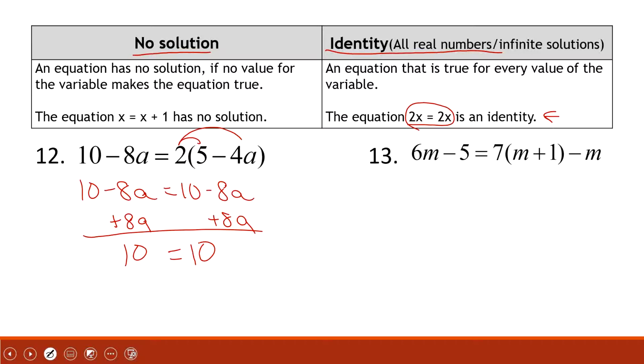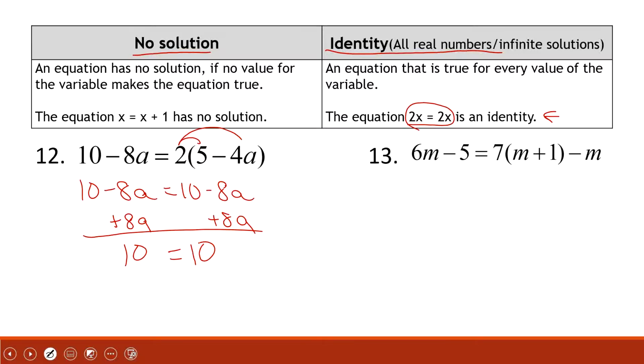So there are two things you can say. We have infinitely many solutions because no matter what we plug in for a, this equation is going to work. We can plug in negative 3. It'll work. We can plug in the square root of 75. It's going to work. We can plug in pi. It's going to work. It's going to come out so that the left side equals the right side.